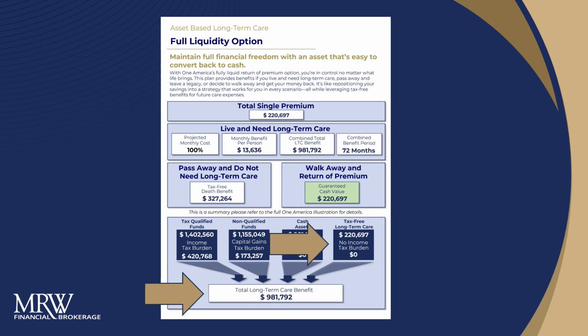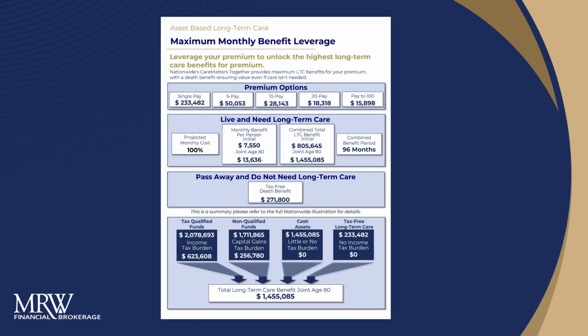The other reason is there is a chargeback if they cash it in. 100% of commissions in the first year, 50% in the second year. So you don't want them putting that money in and then cashing it out 6 months later. Because of that, we show two other options that I personally like better because it creates more leverage, but I truly believe that full liquidity option is a great option, and if that's what the client wants, it's certainly better than nothing. This is Nationwide's Care Matters Together product, and we're calling it the Maximum Leverage product, and you'll see why when we do that analysis.